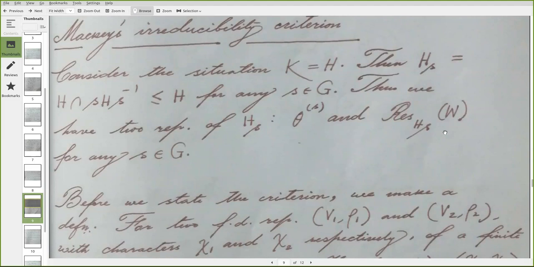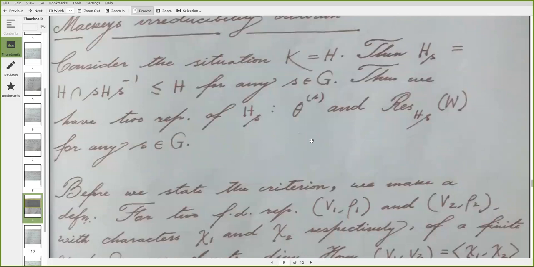So if we cannot see something in full generality, the next natural question is: in good enough situations, do we really have some relations between them? Very shortly we will be looking at Mackey's irreducibility criterion. Then we will see there is a nice relation between them.